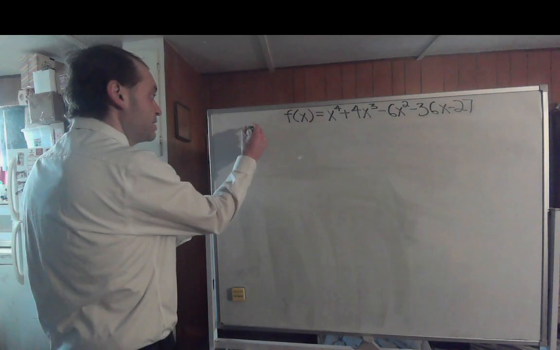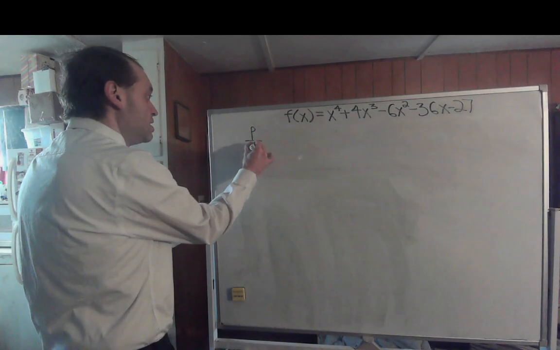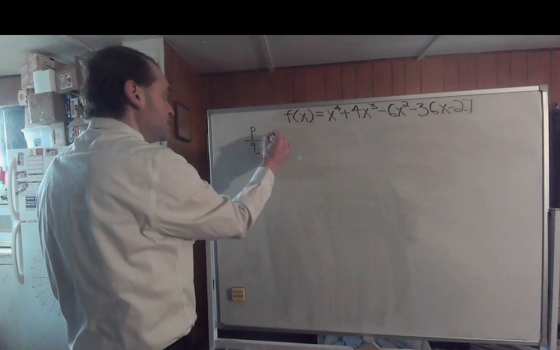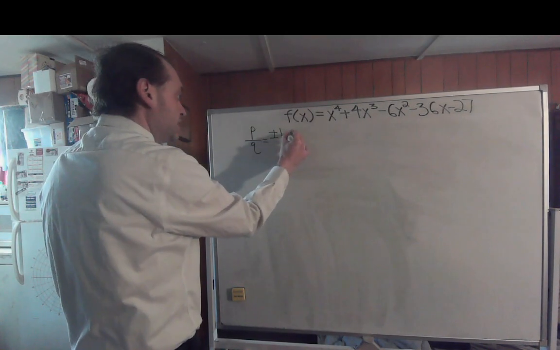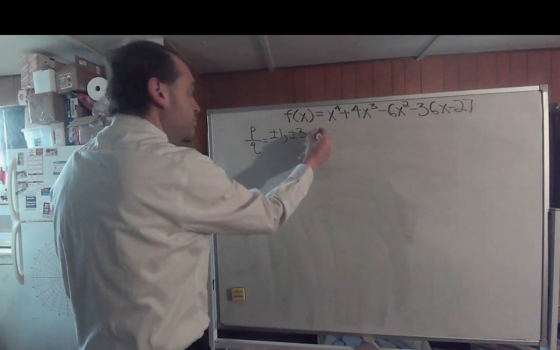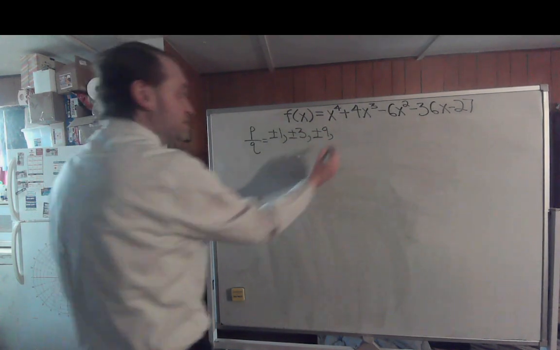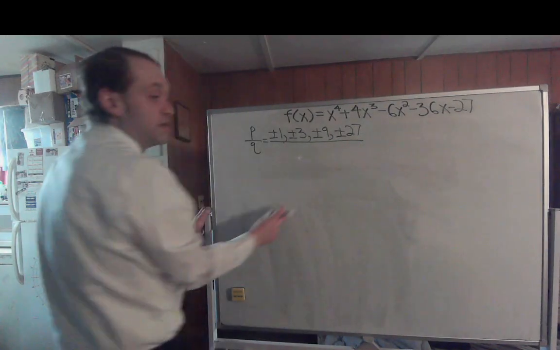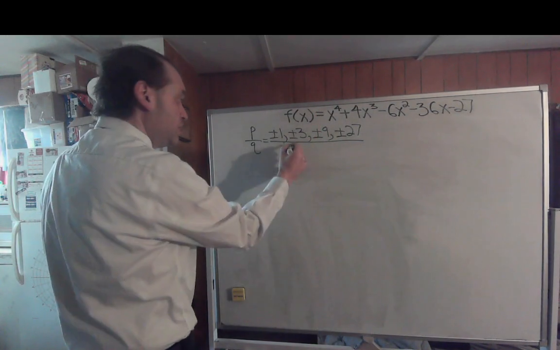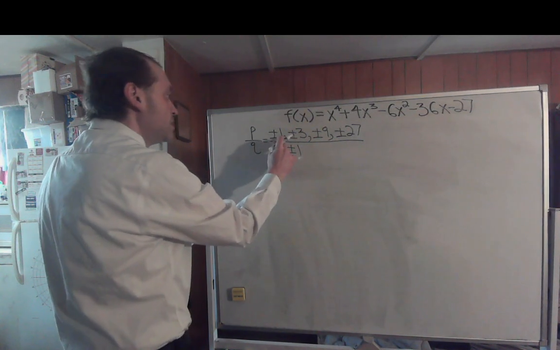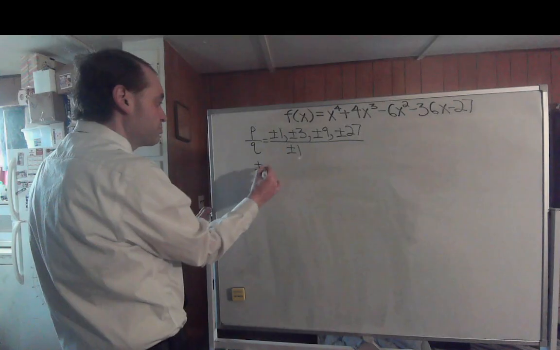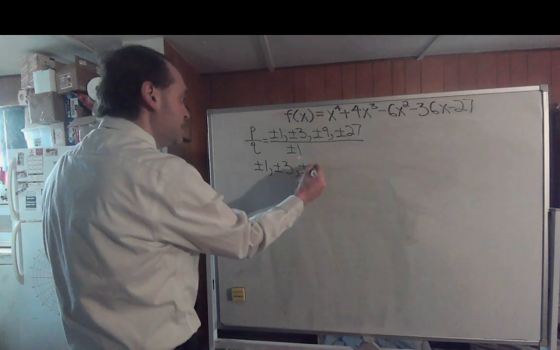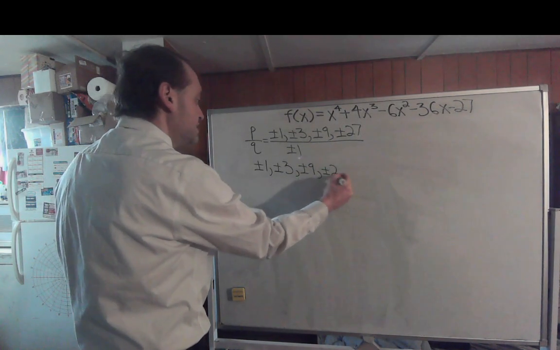So let's set up our p over q. The p is your factors of the constant term, so you'd have plus and minus 1, plus and minus 3, plus and minus 9, and then plus and minus 27. All that divided by the factors of the leading coefficient, which is 1, you would just get plus and minus 1. So your possible rational zeros are plus and minus 1, plus and minus 3, plus and minus 9, and then plus and minus 27.